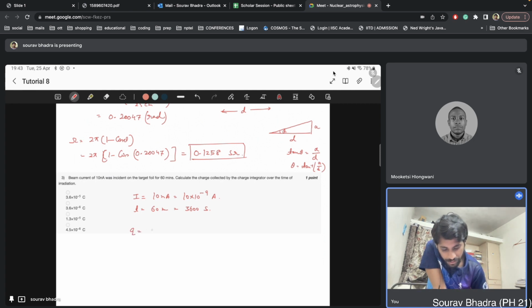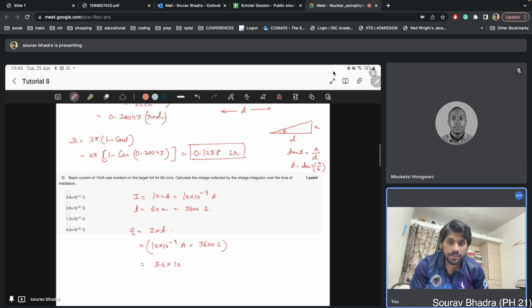So charge Q is equal to I into T, where I is the current and T is the time of collection. So your current is 10 into 10 to the power minus 9 ampere. Time is 3600 seconds, this is a very easy problem, which will give you ampere second, which is actually coulomb. It is a unit of charge. If you calculate, it is 3.6 into 10 to the power minus 5 coulomb. Okay, so this is the answer for the third one.